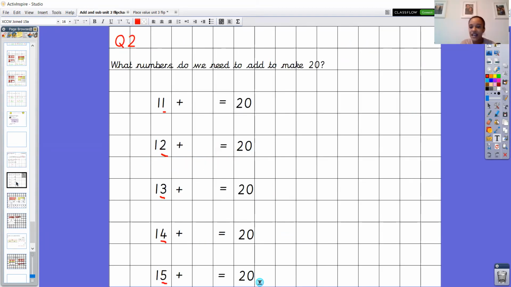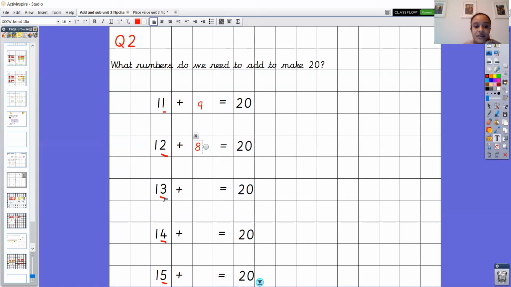Right, question 2, it was your number bonds to 20, and remember we can look at that second number to help us find what we add to 10, and then that will help us with the number to 20. So when we've got 11 here, 10 and 1, what do we add to 1 to get 10? We add 9, so then we add 9 to 11. We've got 12 here, and what do we add to 2 to get 10? We add 8, so 12 and 8 makes 20.